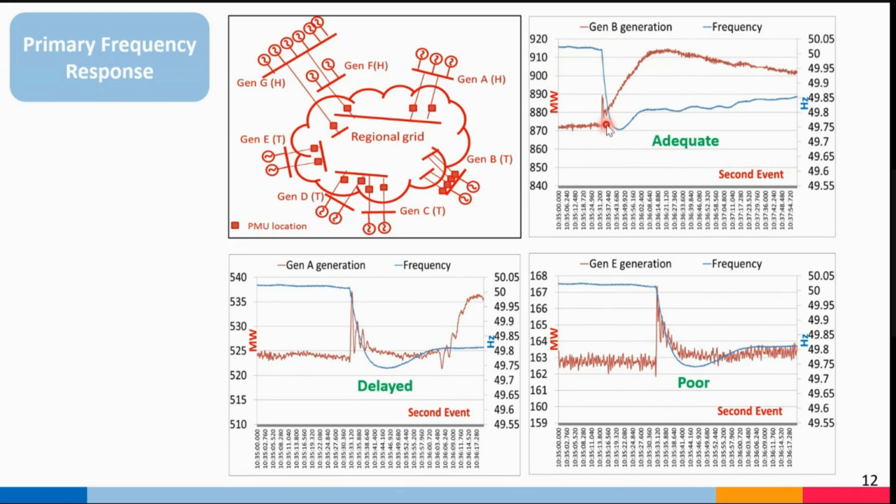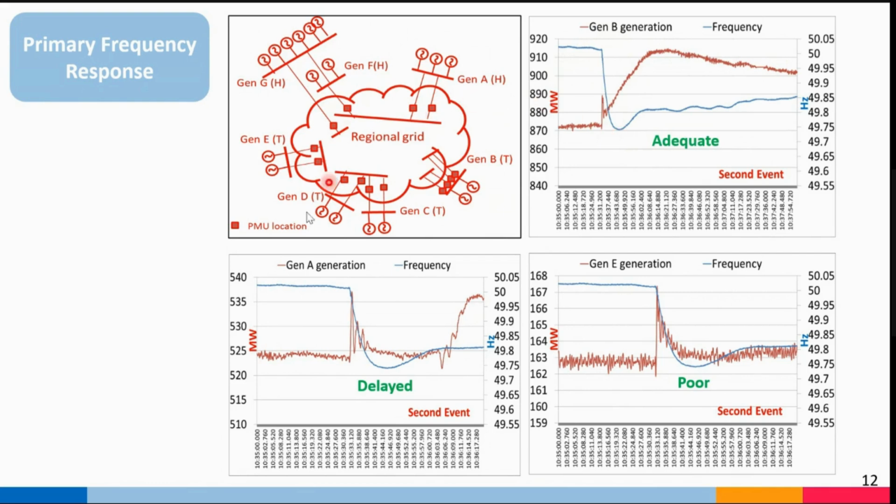So it's a very good response, adequate in nature, and you can see that it is sustaining also, and it has provided an immediate response just post event. This is what provides confidence to the operator that this particular unit is providing the response as required by the various standards and the grid code.